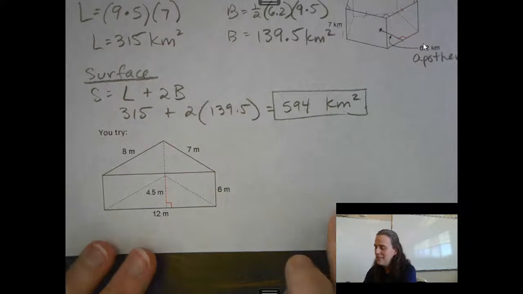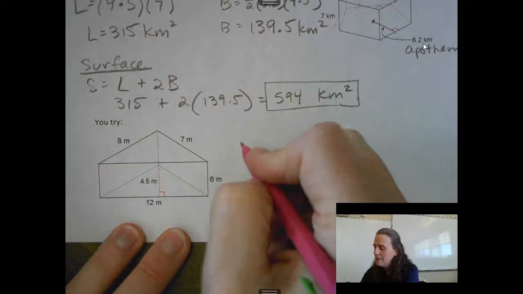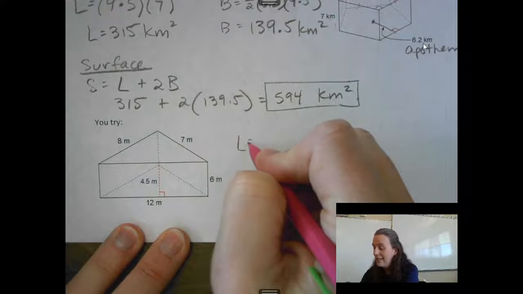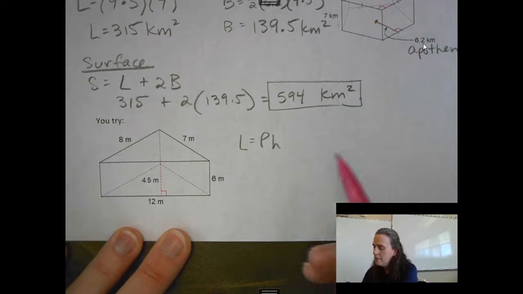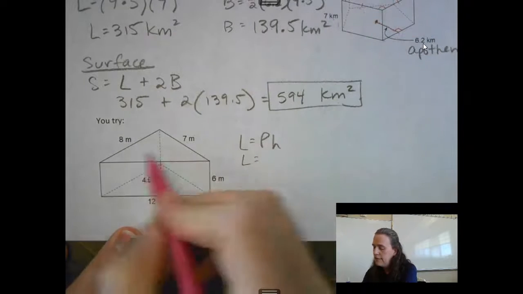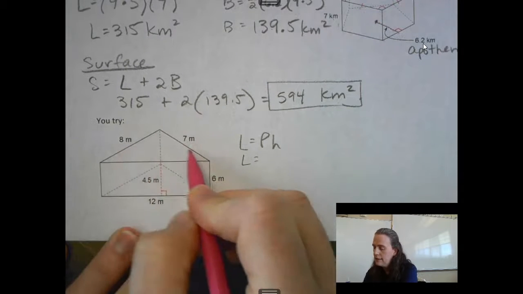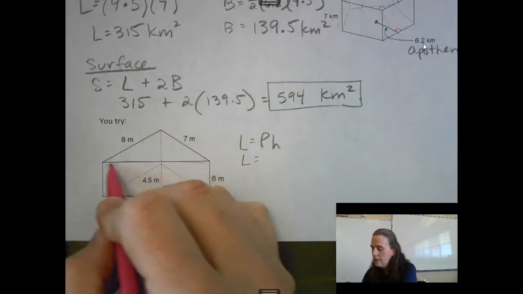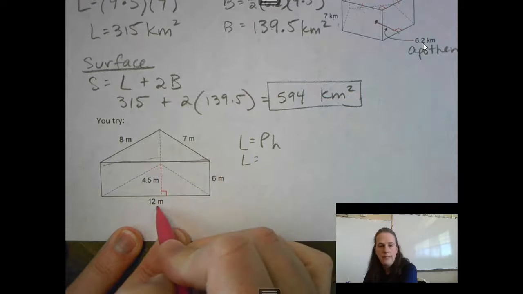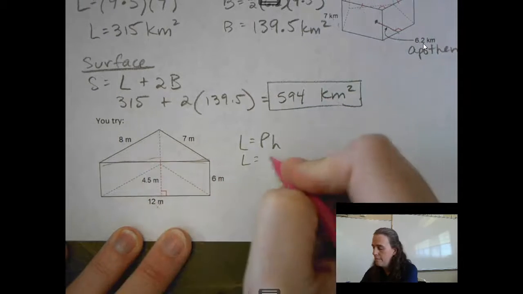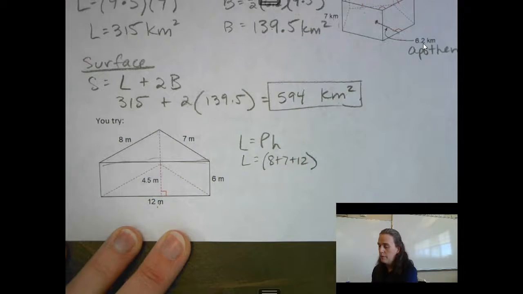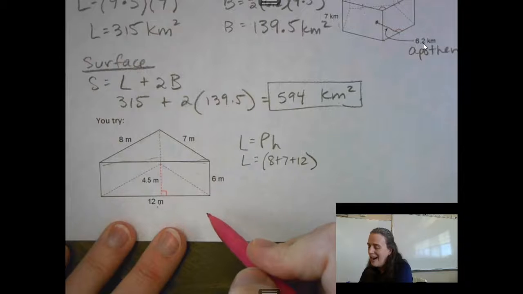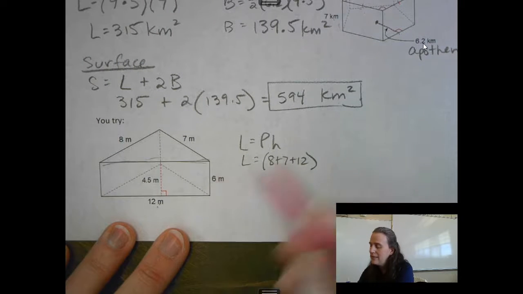All right, hopefully you were successful. I'm going to start with the lateral area, so perimeter times height. And the perimeter of my triangle is 8 plus 7 plus, do we know how long this long side is? They told us down here, but it'll be the same. So 8 plus 7 plus 12 is the perimeter. And then how high is it? 6.